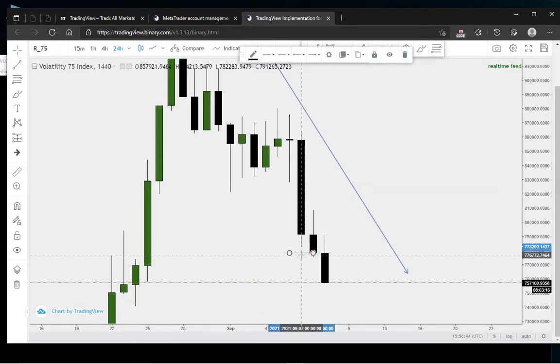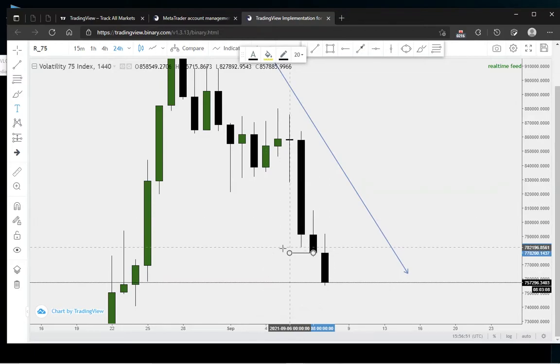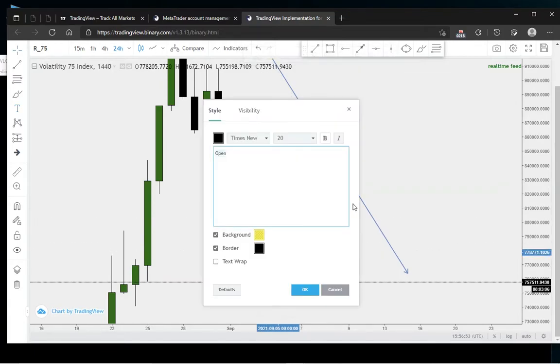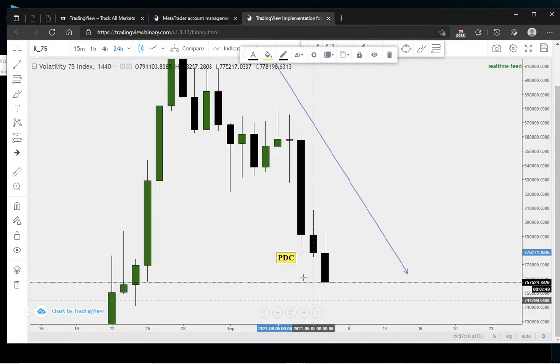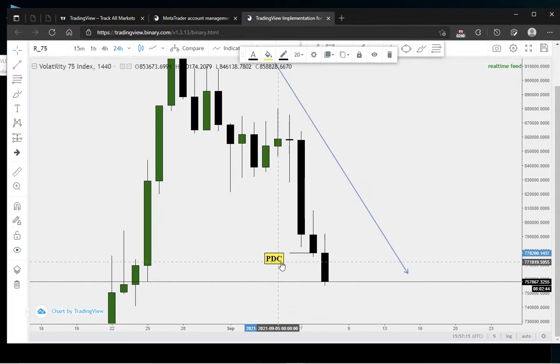This is the previous daily close. Let me label it here: PDC. PDC stands for previous day close. You can name it whatever you want, you can write close or something. So this is my PDC here. This is my previous daily close.